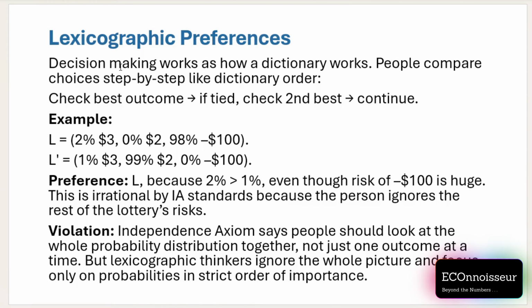Why does this violate the independence axiom? Because if we look at lottery L prime, the highest probability, 99% of getting $2, is in lottery L prime. The overall payoff is higher in lottery L prime. But the decision maker ignores that and he chooses lottery L just because in the first step, the highest probability is in lottery L prime.